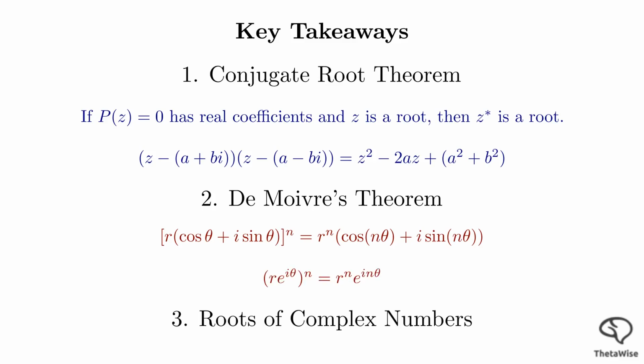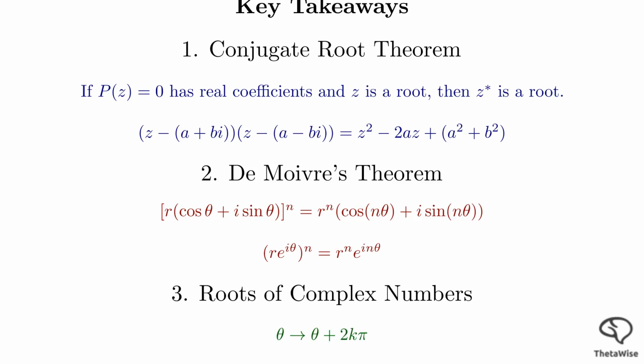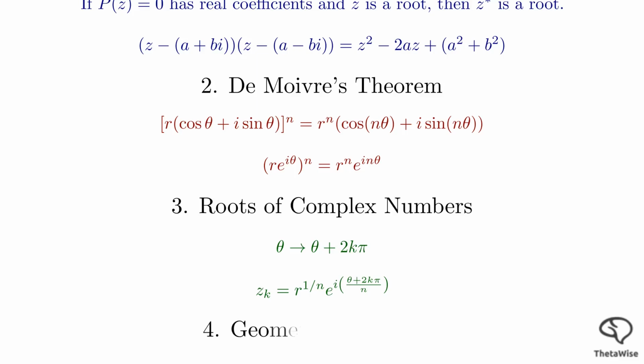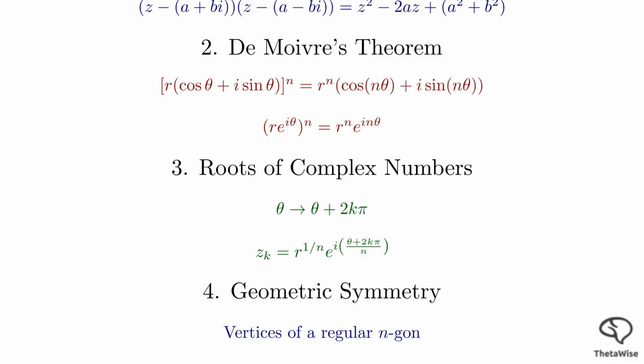Third, finding roots. A complex number has exactly n distinct nth roots. To find them, add multiples of 2 pi to the argument before dividing by n to ensure you capture all unique solutions. Fourth, geometric symmetry. The nth roots are equally spaced on a circle in the Argand diagram, forming the vertices of a regular n-sided polygon. Their sum is always 0.